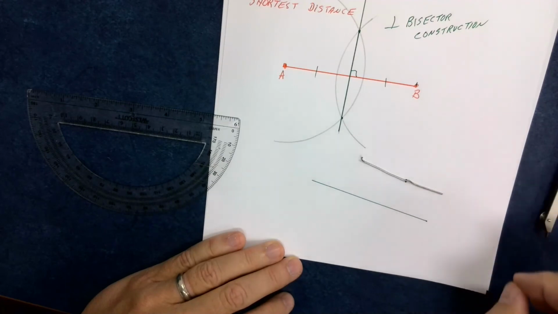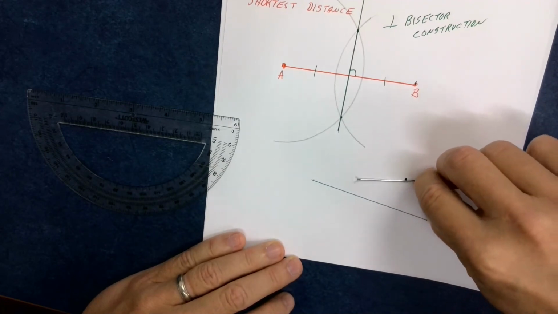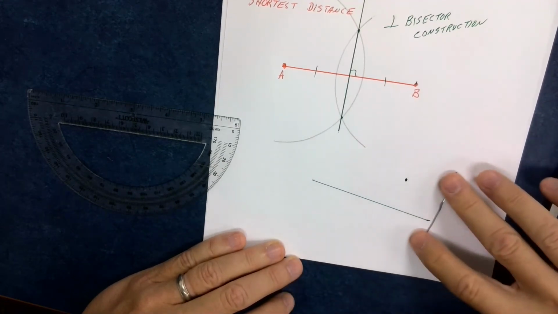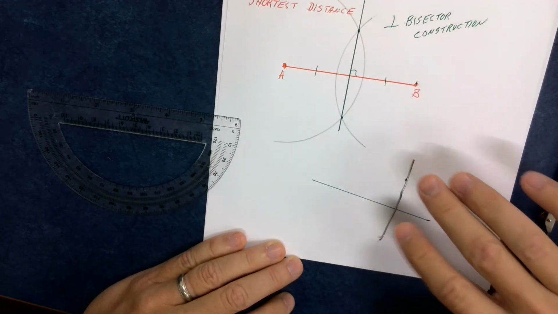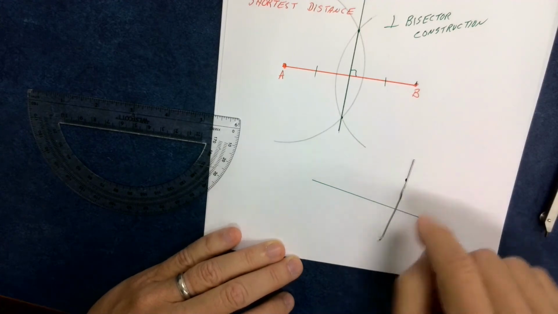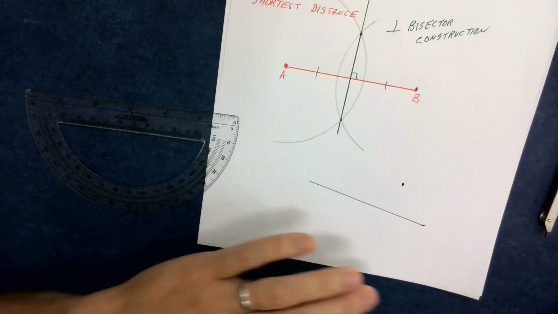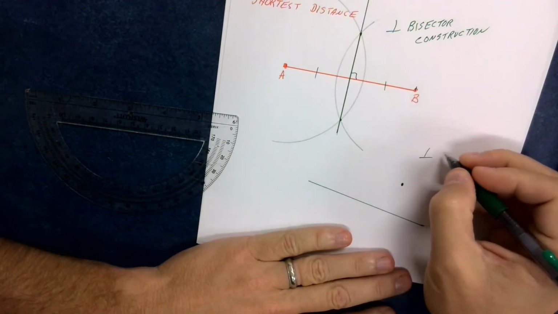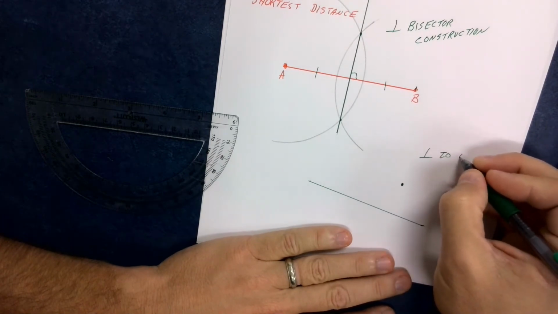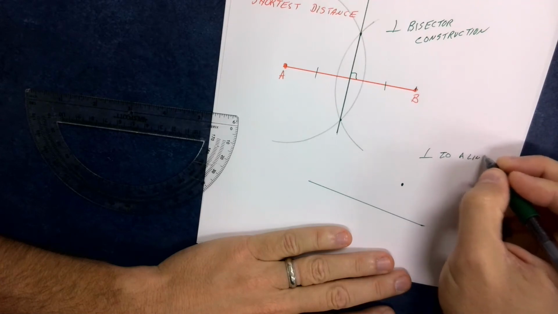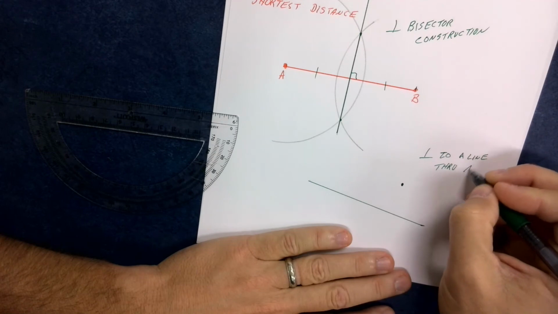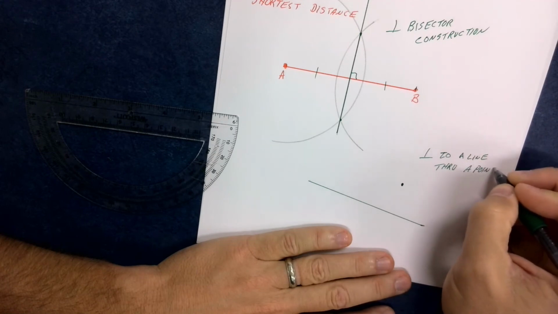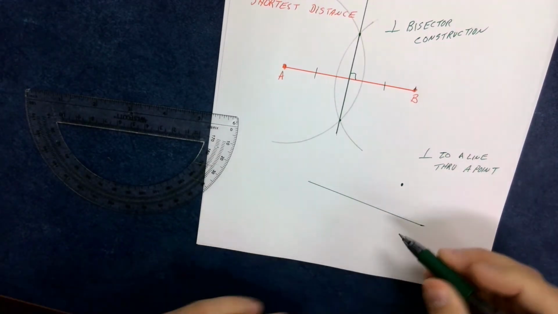Billions of lines go through that point, right? And billions of lines are perpendicular to the green one, but there's only one that's perpendicular and goes through that point. That's what I'm trying to find. So again, this construction called perpendicular to a line through a point. Good deal. And this point could be on the line, it could be off the line.